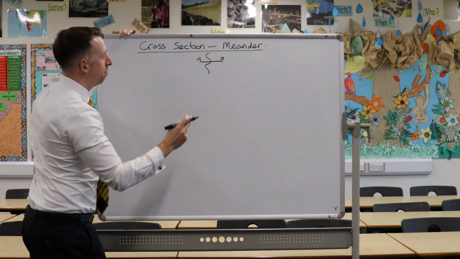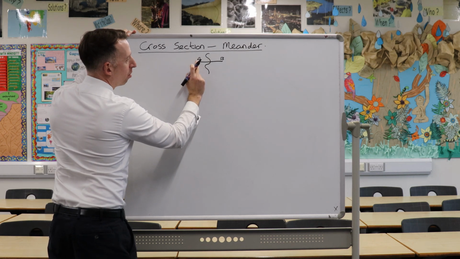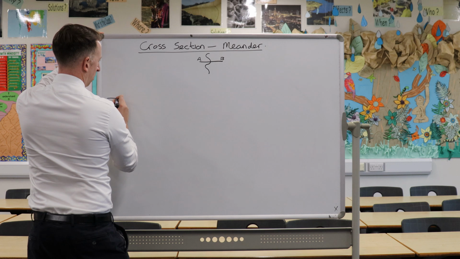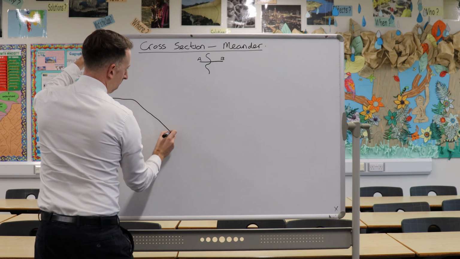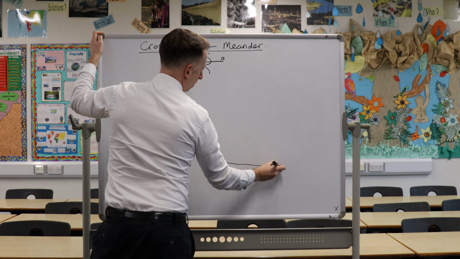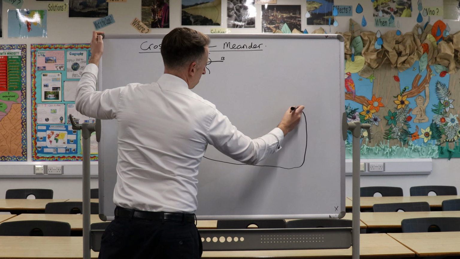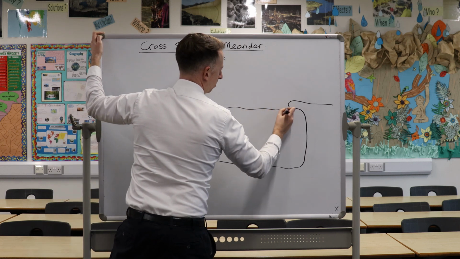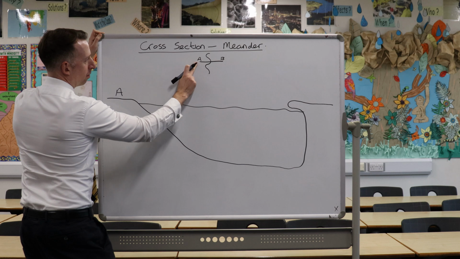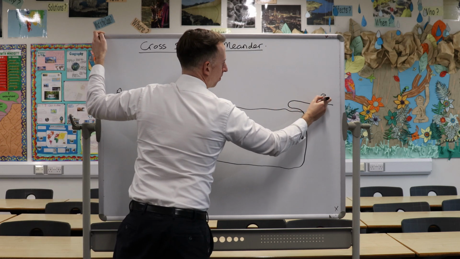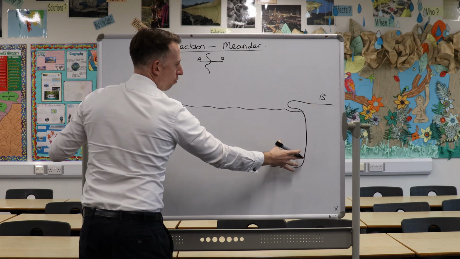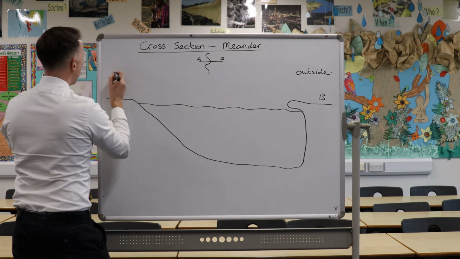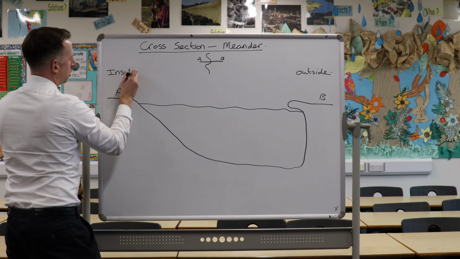So what I'm going to essentially do is draw the channel running from point A through to point B, and it would look just like this. Okay, there we go. So we've got point A here, and this would be point B. Of course this side of the river would be the outside bend, and over here at point A we would have the inside bend.